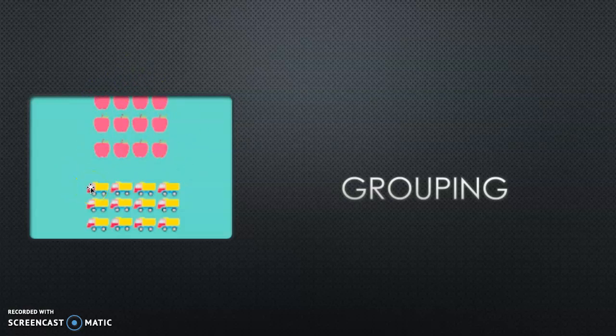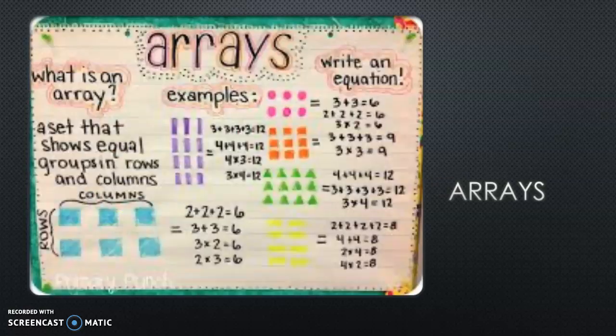So now we would look at the dump truck. We have 3 rows of dump trucks and 4 columns, okay? Then I would introduce arrays.